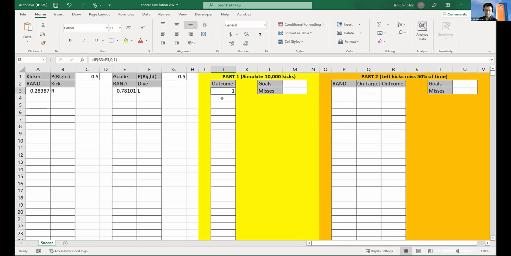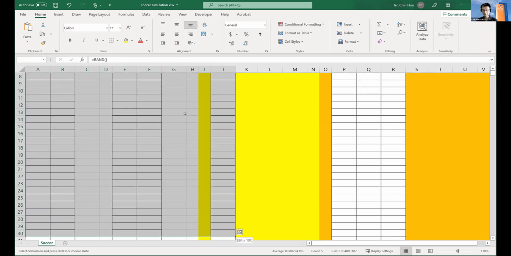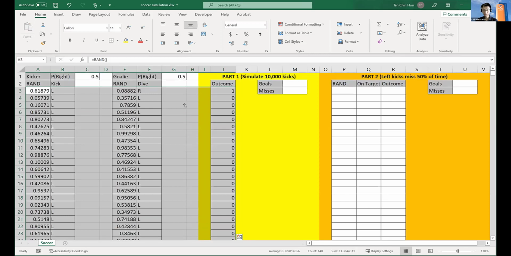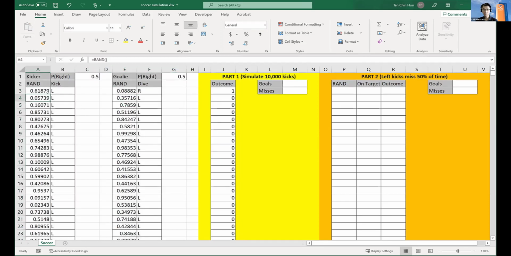For us to do that, we don't want to just have it in one row. We want to have it in multiple rows. Here, I want to simulate 10,000 kicks, so I want to populate 10,000 rows. I can just copy this and paste it downwards. All you need to do is copy and then paste it downwards. By doing so, you are going to be simulating, oh, let me see. My apologies over there.